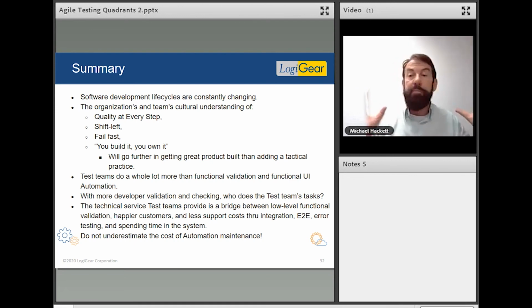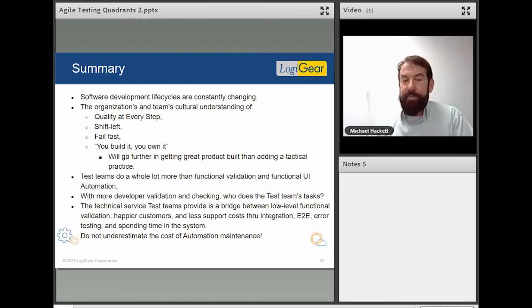Who tests in modern SDLC is changing. With developers taking on more testing responsibilities, are they really going to want to take on UI automation? How much UI automation are we doing? Things like transaction and workflow that involve other functions and other stories. Am I really going to ask my developers to do that, or am I going to have a separate test team to do that? So who tests in modern development is very different. Thinking about quality at every step and shift left, some of these cultural ideas, fail fast, you build it you own. These cultural ideas have a big impact on who tests when.